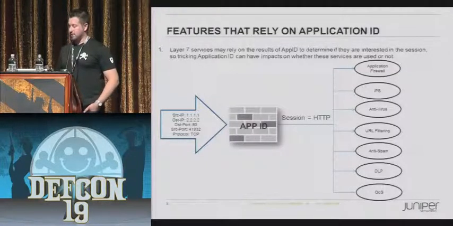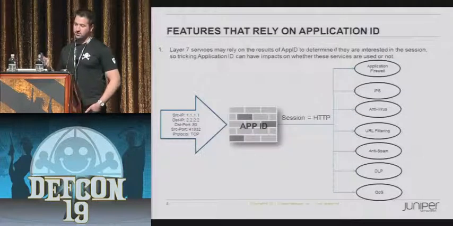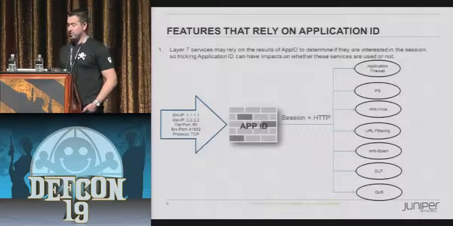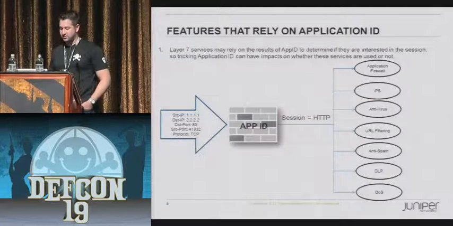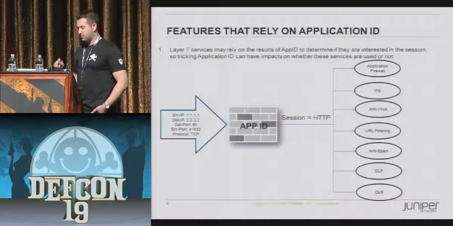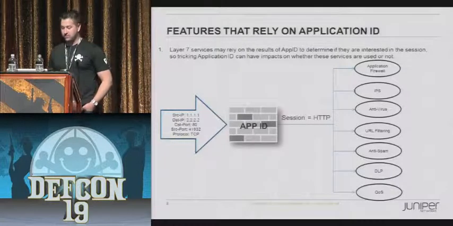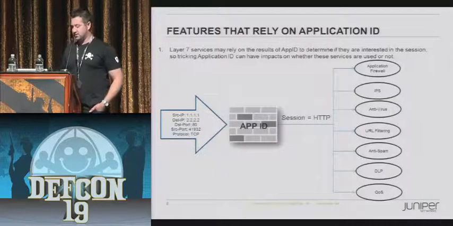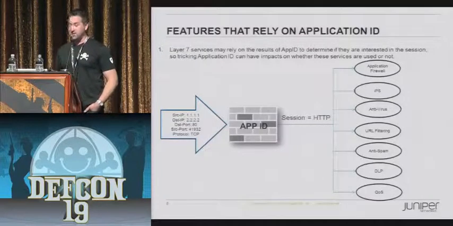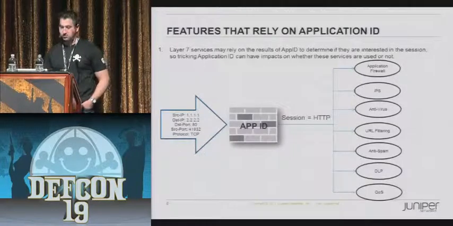It can be leveraged by the IPS engine for detecting what applications are running, so it knows what type of inspection to do: antivirus, URL filtering, different applications, QoS. There's a lot of things that are relying on the information being gleaned from the App ID engine to be able to make effective decisions. And because of that, if you can potentially trick the App ID engine, then you can potentially bypass these other layer 7 services as well.